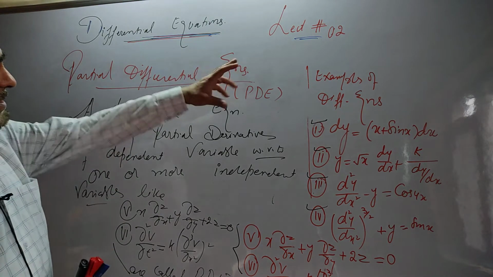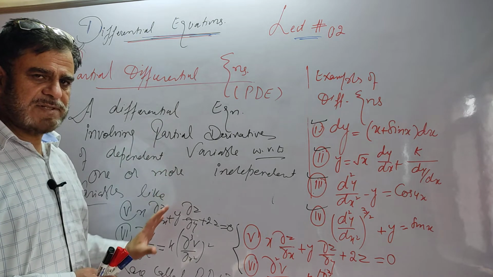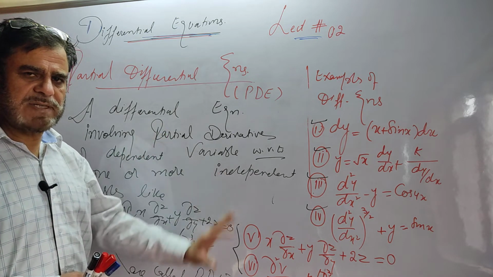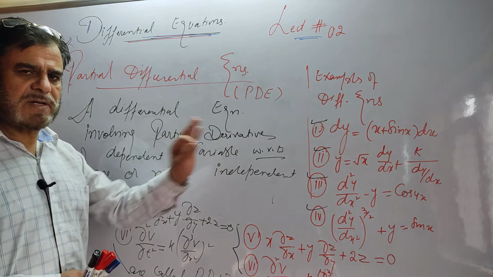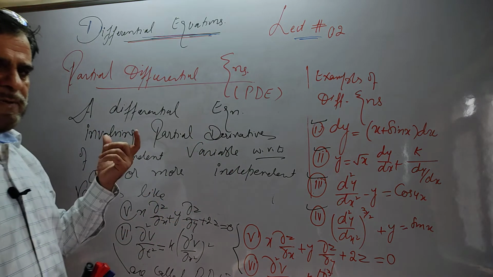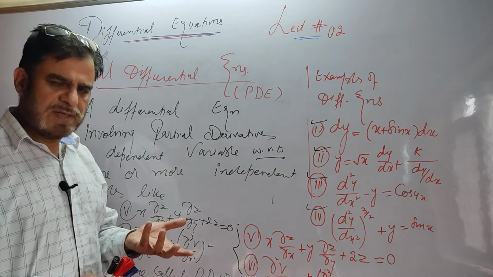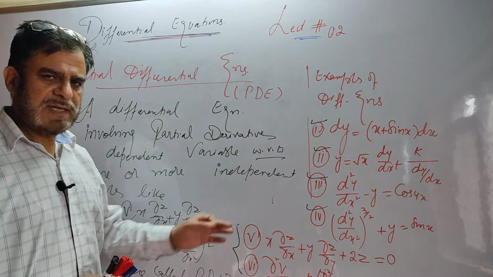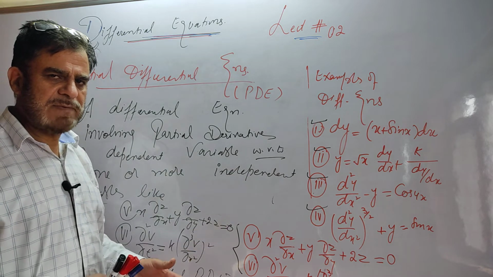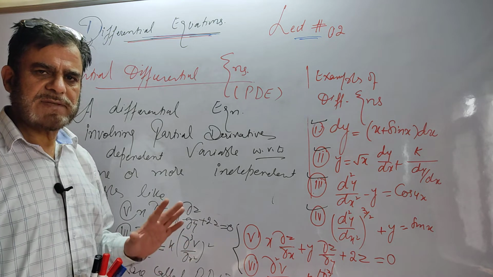Today, in lecture number 2 on differential equations, I am giving you the definitions. What is a differential equation? Simply, a differential equation involves the differentials or derivatives of one or more dependent variables with respect to one or more independent variables. If we have only one dependent variable and one independent variable, that is an ordinary differential equation. If you have more than one dependent variable and more than one independent variable involving partial derivatives, it will be a partial differential equation.